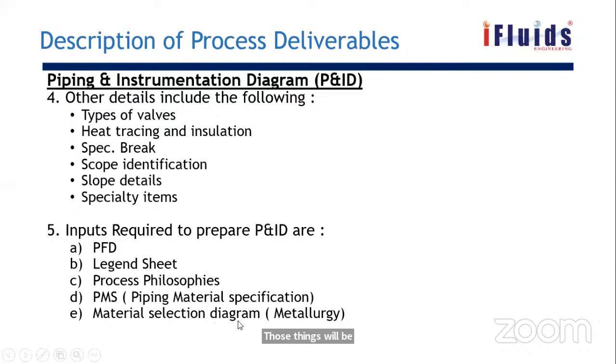And material selection diagram. Material selection diagram means, say, you will be having a unit with different materials, like at one place carbon steel will be there, at some place stainless steel will be there. So those things you need to take as input from the material selection diagram. It will be done by the metallurgical team.